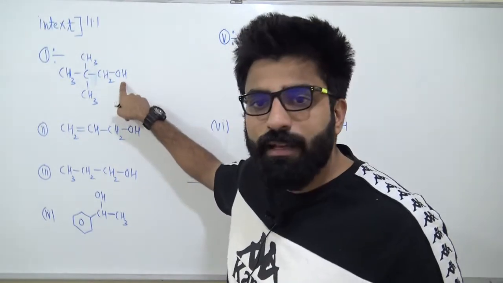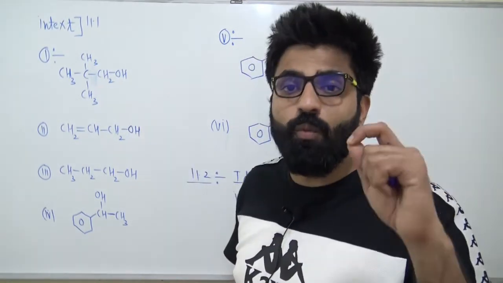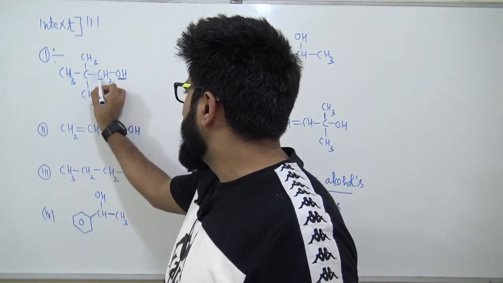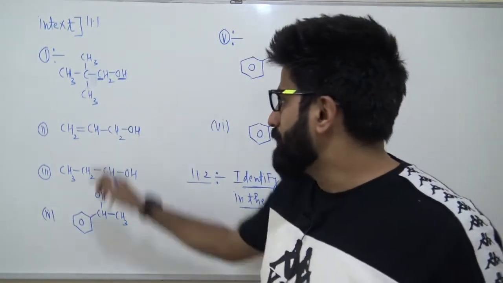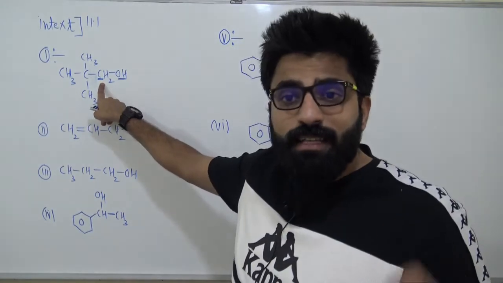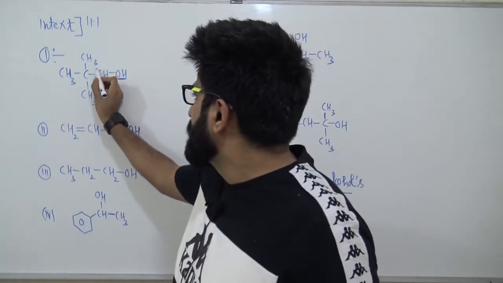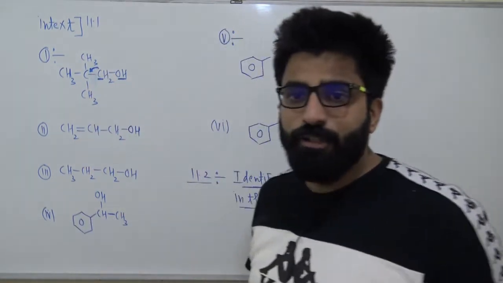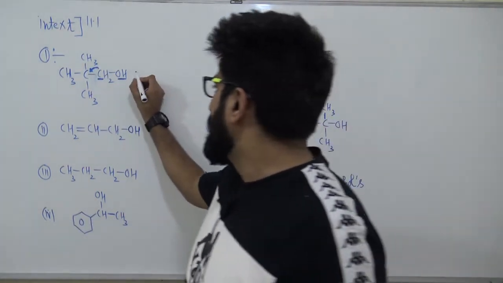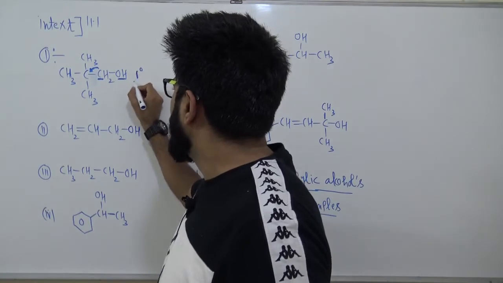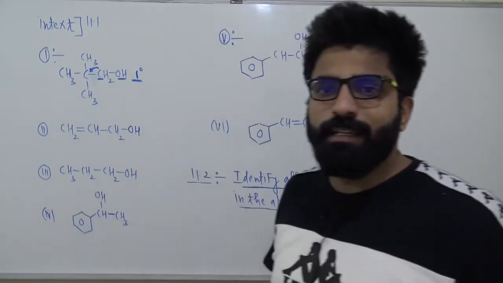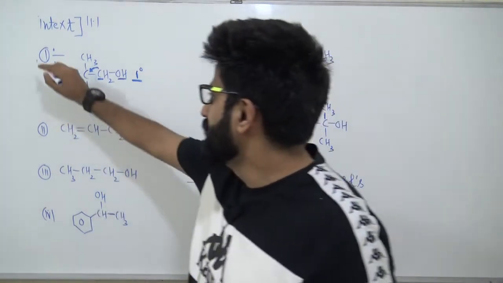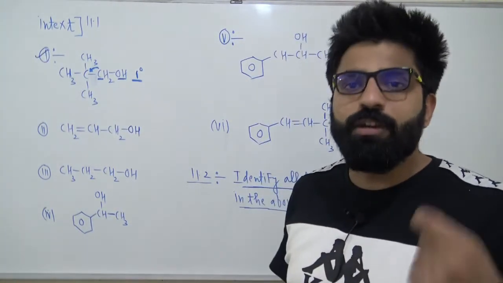First, tell me the answer of the first one. What is the degree? If you want to check the degree, always check the carbon to which OH is attached. That carbon is this. Now see, this carbon is attached to how many carbon atoms? This carbon atom is attached to only one carbon atom. Can you see that? So the degree is 1 degree, or we also call it primary alcohol, right? Question number 1 done.